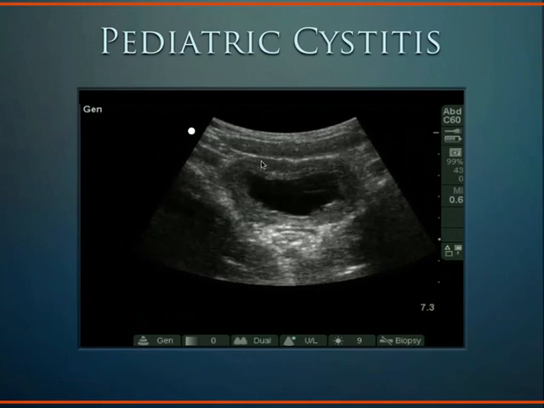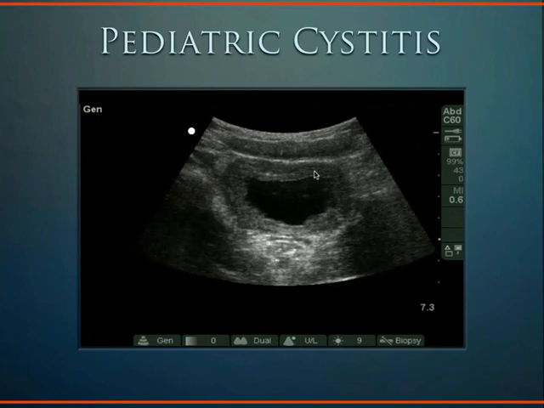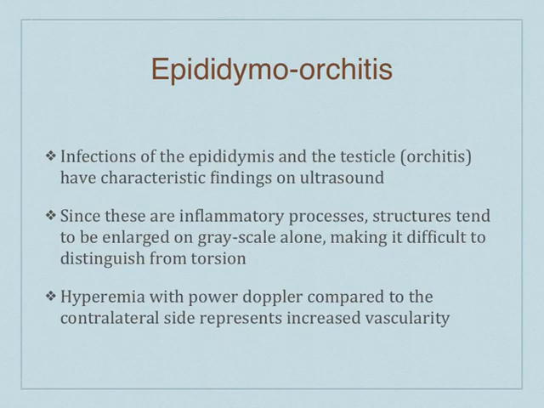This is in a child. We see a very thickened bladder wall. Usually the bladder wall is a few millimeters, but here we can see it looks like it's about a centimeter in thickness, which is abnormal. All throughout, concentrically, this bladder wall is quite thickened in this patient with cystitis. We can also look down in the nether regions, down in the testicles and the epididymis. We can see infections down there.